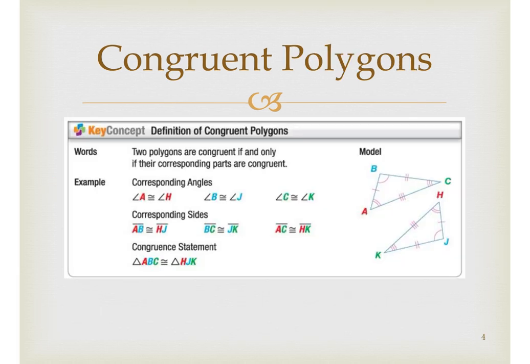Now this is just a fancier way of saying the other slide, but a couple things I want to point out to you. The congruency statement is when you mathematically say that two things are congruent. So technically speaking, all of these are congruency statements. However, this is the one that matters because this is the one that says the two triangles are congruent.